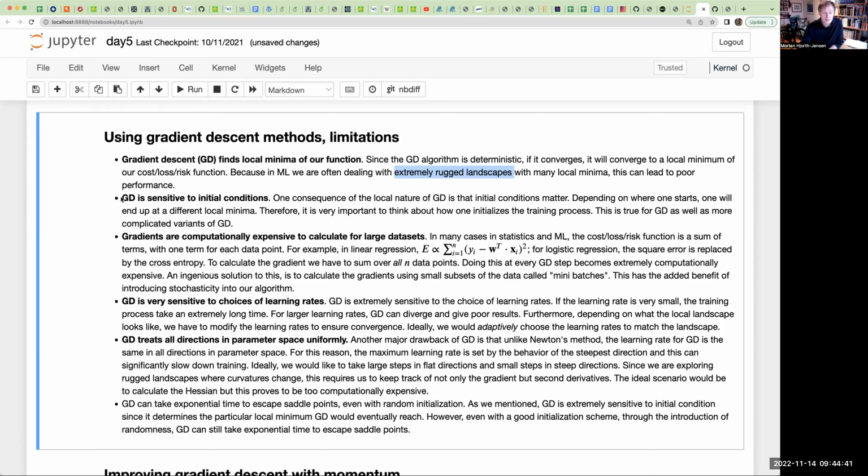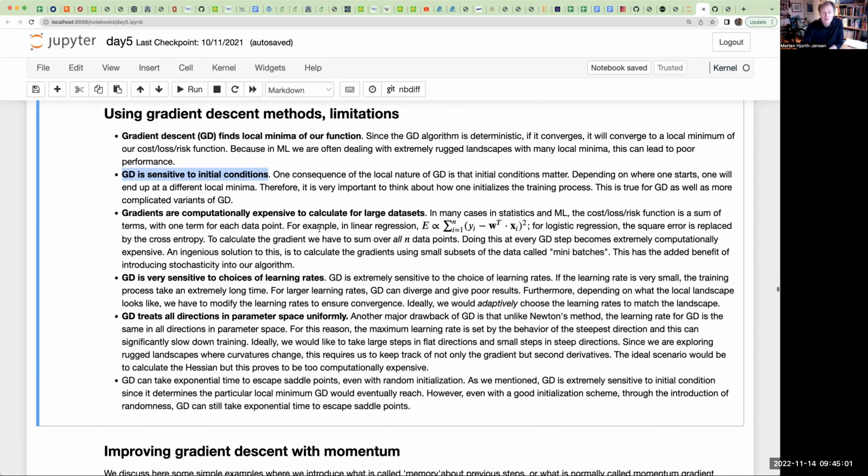You will also see that it's very sensitive to initial conditions. You may start close to a local minimum, but that may not be the minimum you want to reach. So you can end up at different local minima, and that's why it's important to think about how one initializes the training process. The gradients are computationally expensive to calculate for large data sets.